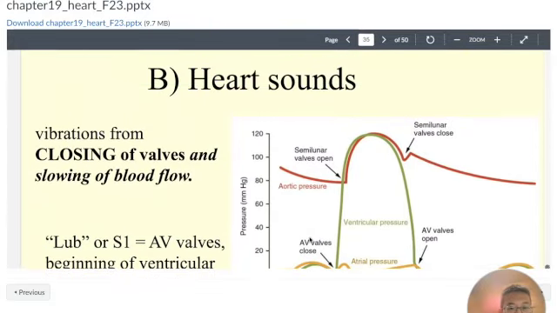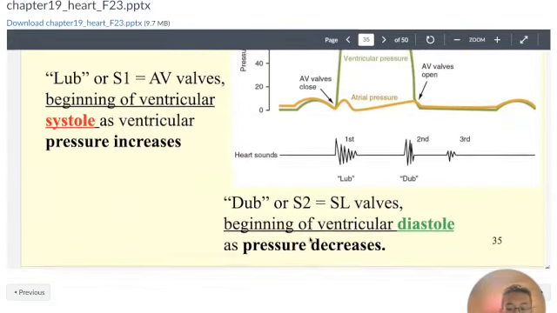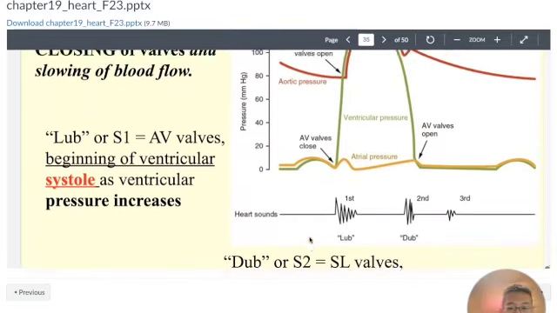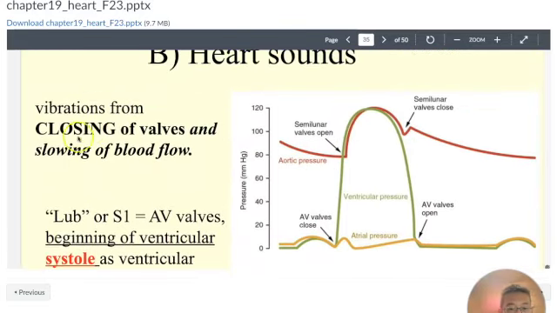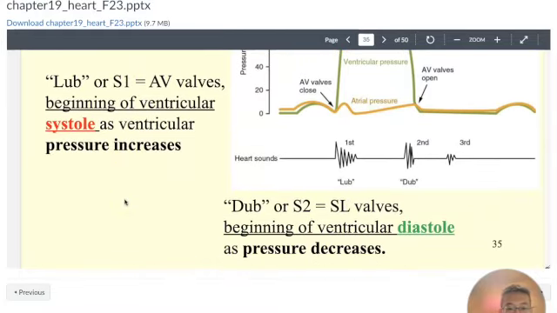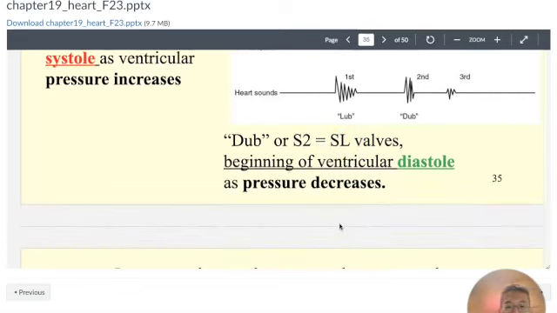And the heart sound, lub-dub. I just want to note that the sound comes from the closing of the valves. When the ventricle squeezes, it will close the AV valve, and the semilunar valve will then open. Now after squeezing, the valve will close. So that's the sound of the dub.